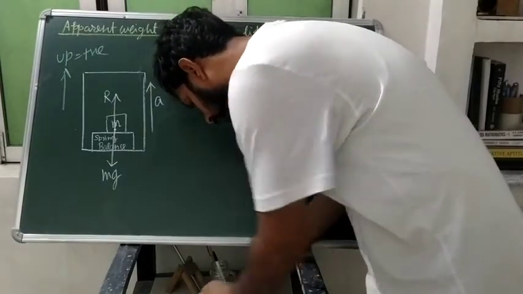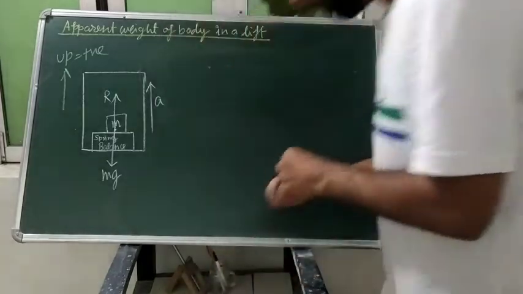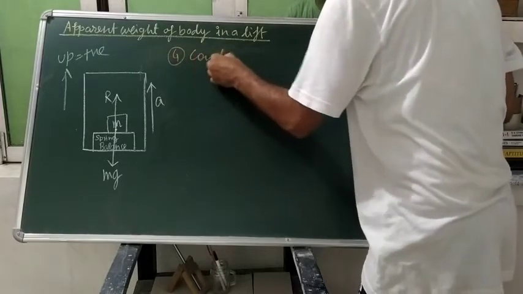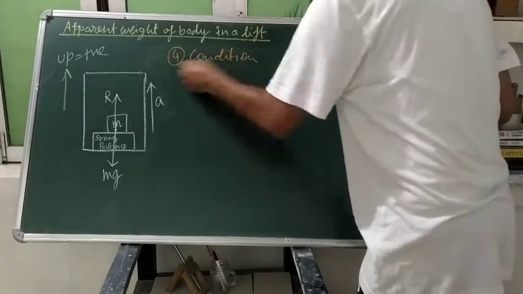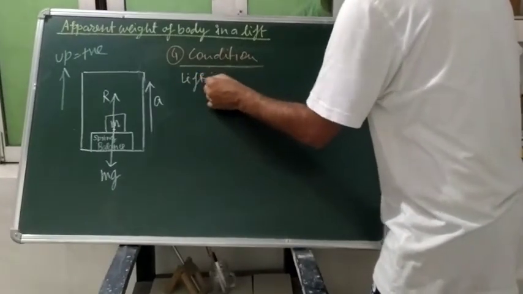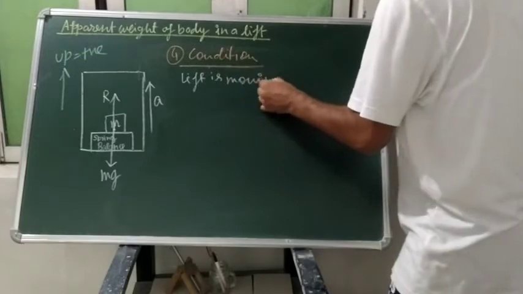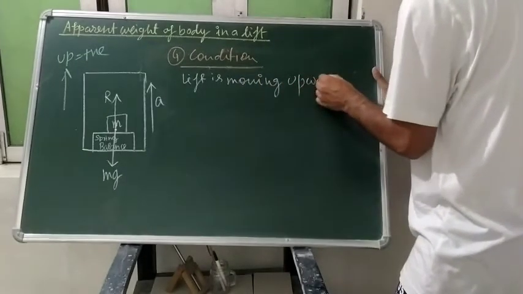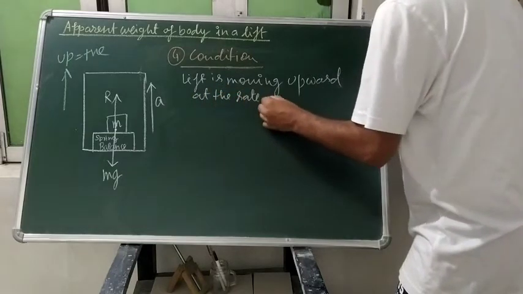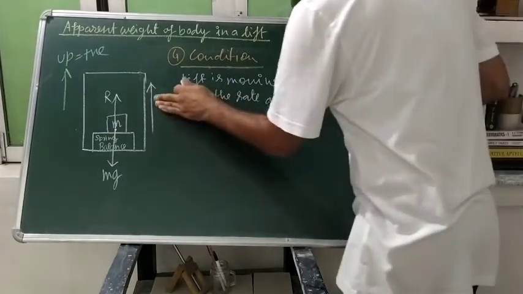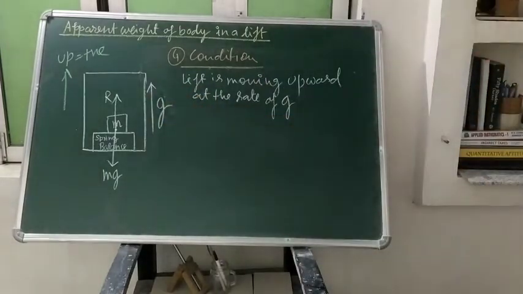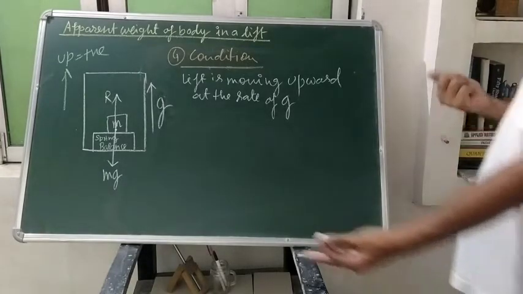Move to condition 4. Our fourth condition is that the lift is moving upward at the rate of g. So it is moving upward with the rate of g. Now it is our fourth condition. So it is moving upward, student.